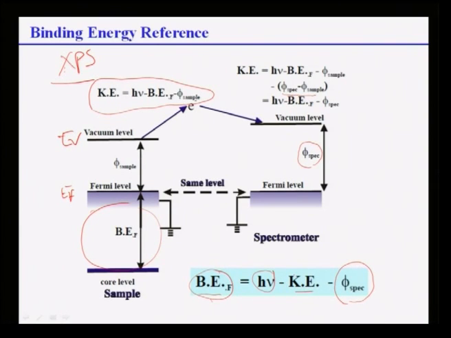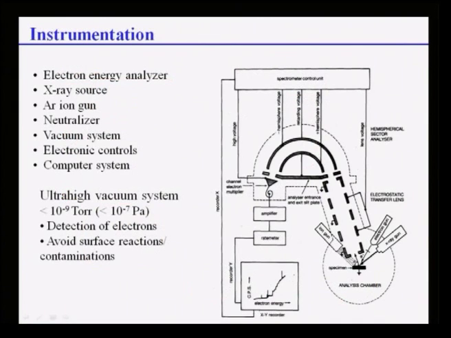Basically, what we measure is the kinetic energy of the electron, and that can be used to calculate the binding energy present in the electron. That is how we can characterize the electron which is ejected out.